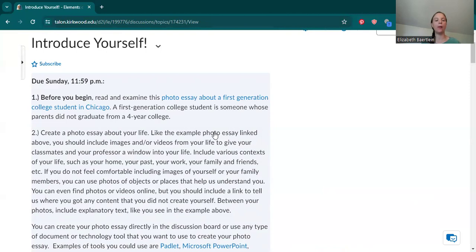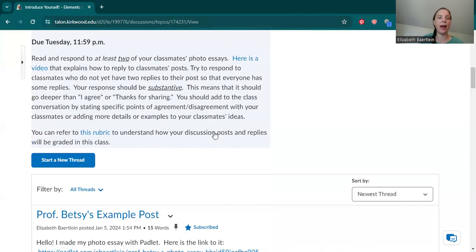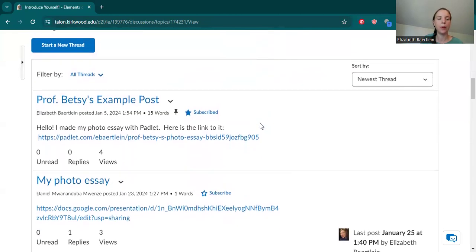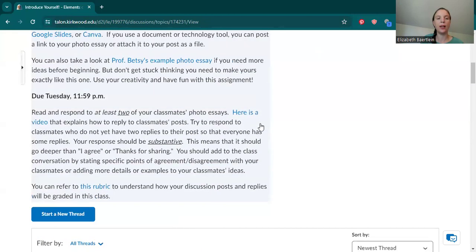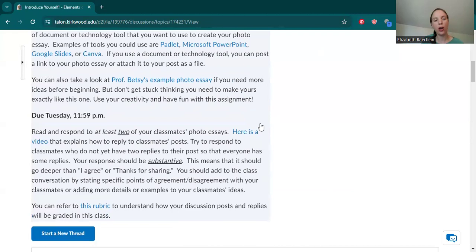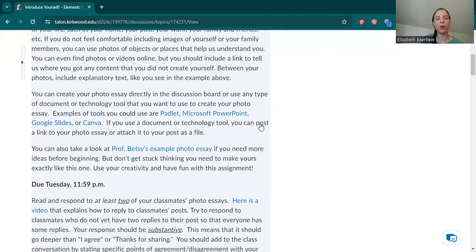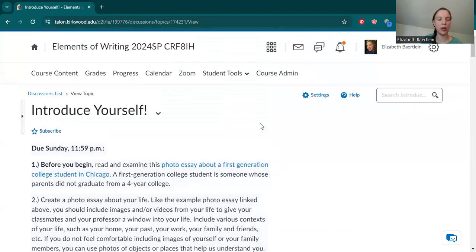Okay, good job. But when I ask my students to respond to each other, I give them instructions. I say that they should go beyond just saying I agree or thanks for sharing, and that they need to add to the class conversation by stating specific points of agreement or disagreement, or adding more details or examples. When students really engage with that and follow those instructions, and they are graded on that as part of their discussion participation grade, they are required to reply to at least 2 classmates in each discussion. Students get a sense of responsiveness in the course from each other.